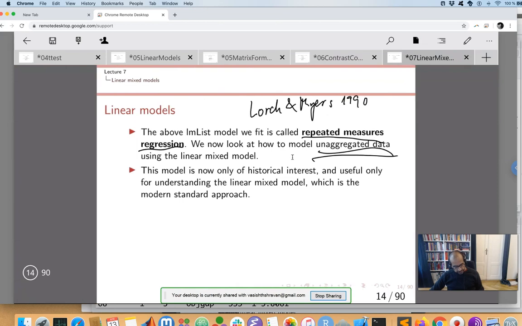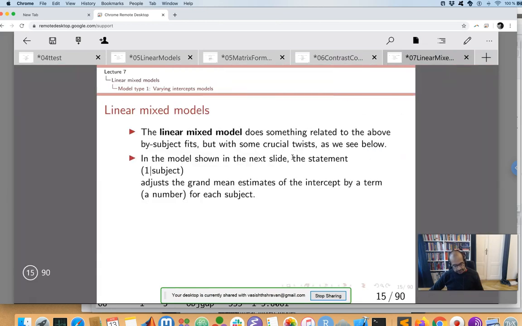Okay, so where was I here? Yeah, so the linear mixed model is basically doing something very similar to fitting a separate linear model for each subject.